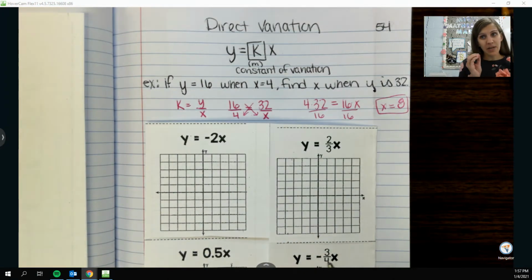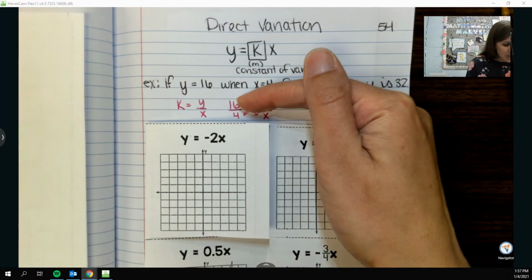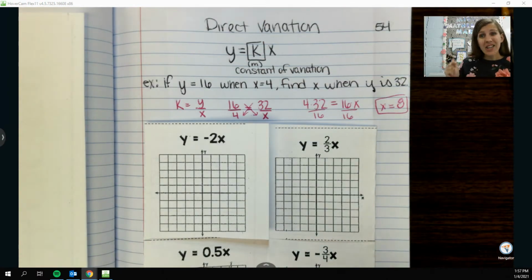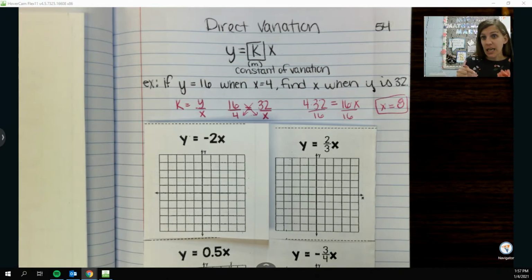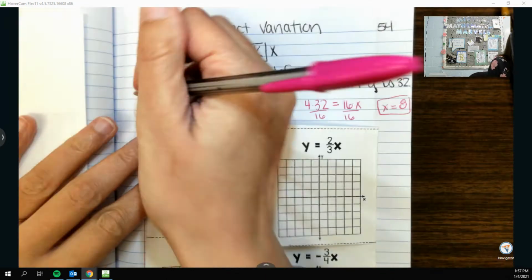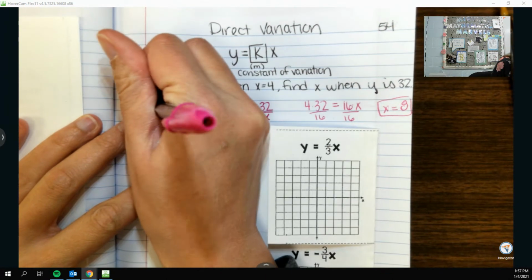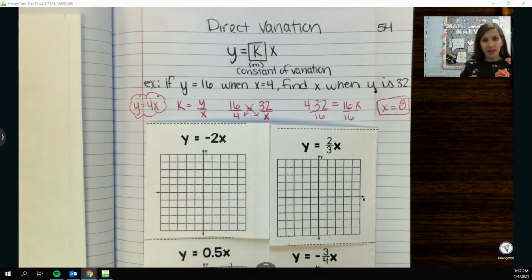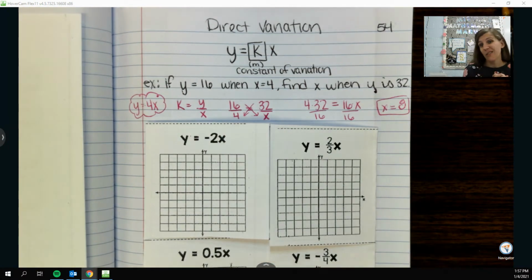Now, I could also write the equation for this, because when I do 16 divided by 4, or when I do 32 divided by 8, or when I do any y value on this line divided by any x value, I'm always going to get the ratio of 4. So that means that 4 is my slope. And so I could write the equation y equals 4x to represent this direct variation equation. So that's also kind of a fun way to do it.